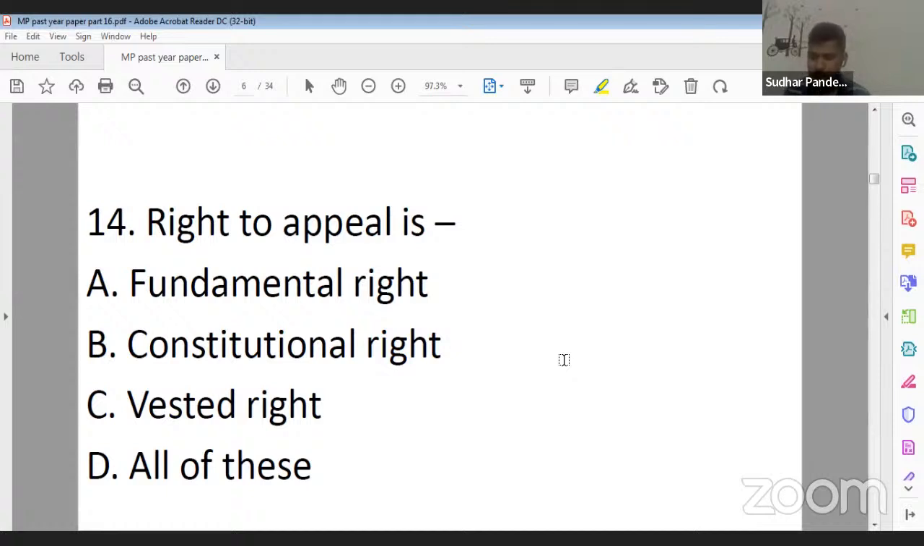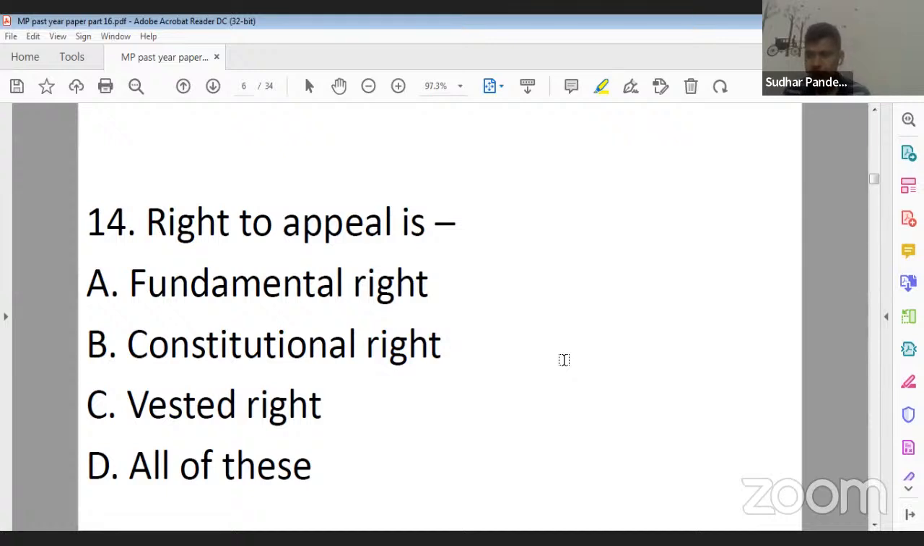Yes. Ankita Gupta ji, for which question have you marked D? I really don't know, so please specify the question number as well. Right to appeal is option A, fundamental right, option B, constitutional right, option C, vested right, and option D, all of these or all of the above.